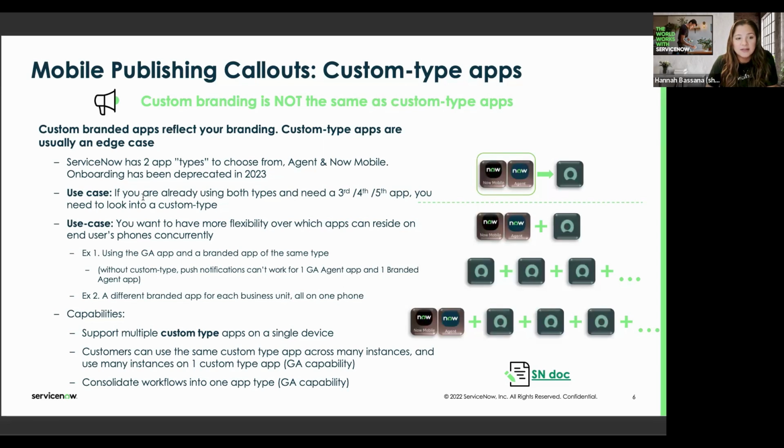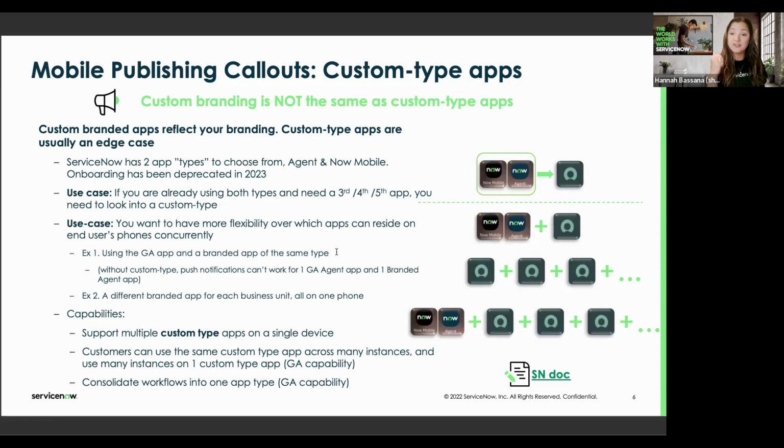So in the use case, if you're already using both types, if you've already branded the agent and now mobile app for two different user groups, and you need a third, fourth, or fifth app, you can look into the custom type app. If you want more flexibility over which apps can reside on an end user's phone concurrently, custom type apps might also be for you.